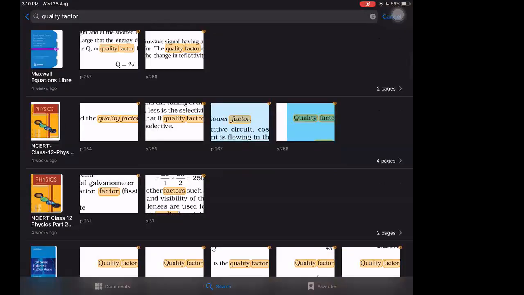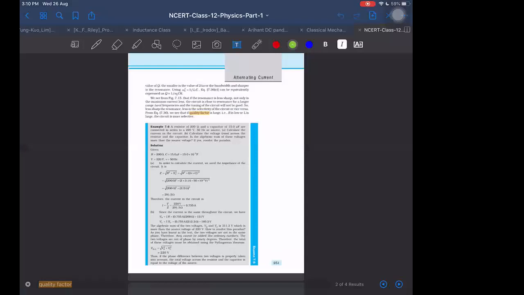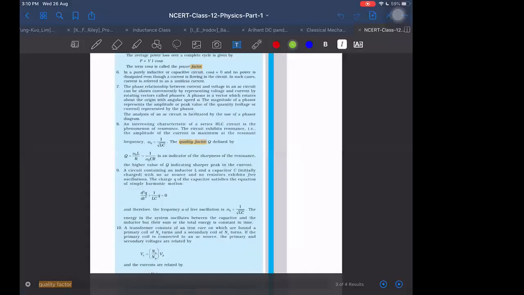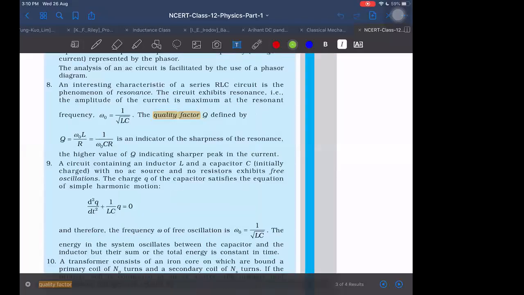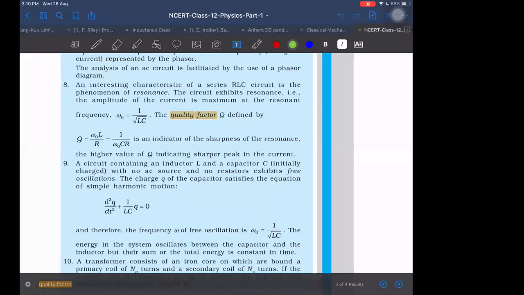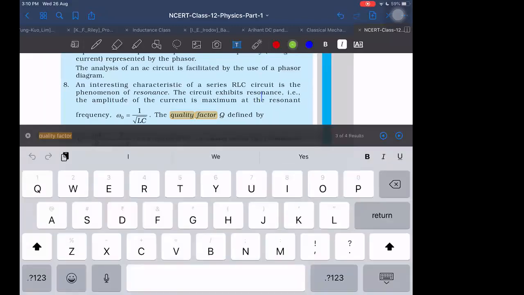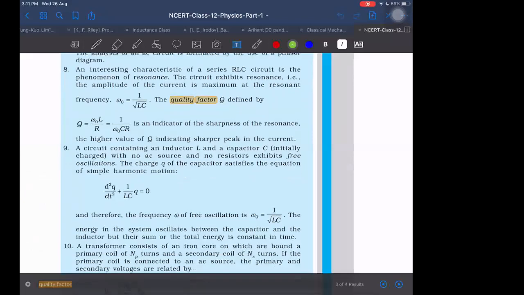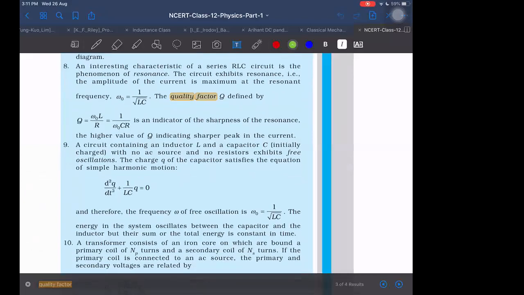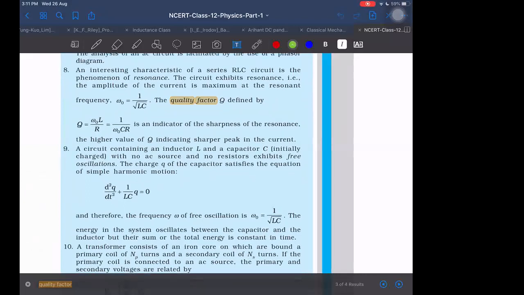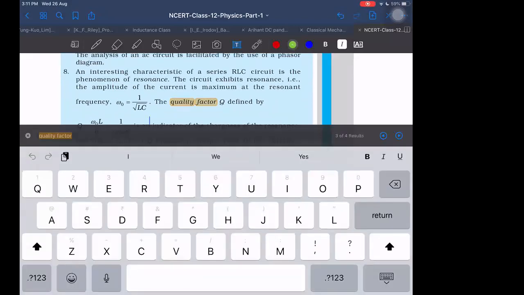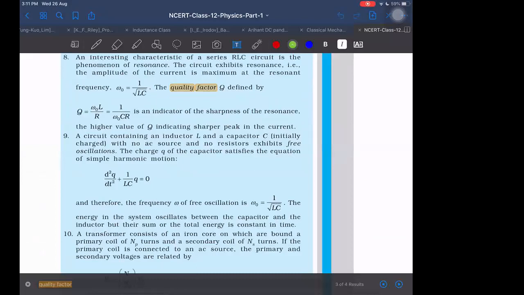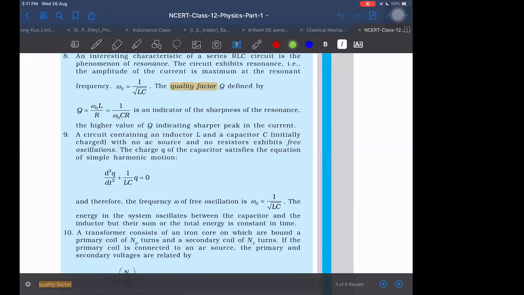Let us see what is given in NCERT for this. An interesting characteristic of series RLC circuit is the phenomenon of resonance. The amplitude of current in the circuit is maximum at resonant frequency, when omega naught is equal to 1 by root of LC. Quality factor is given by omega naught L by R, and we can write it in another way also, 1 by omega naught CR. It is the same thing only.